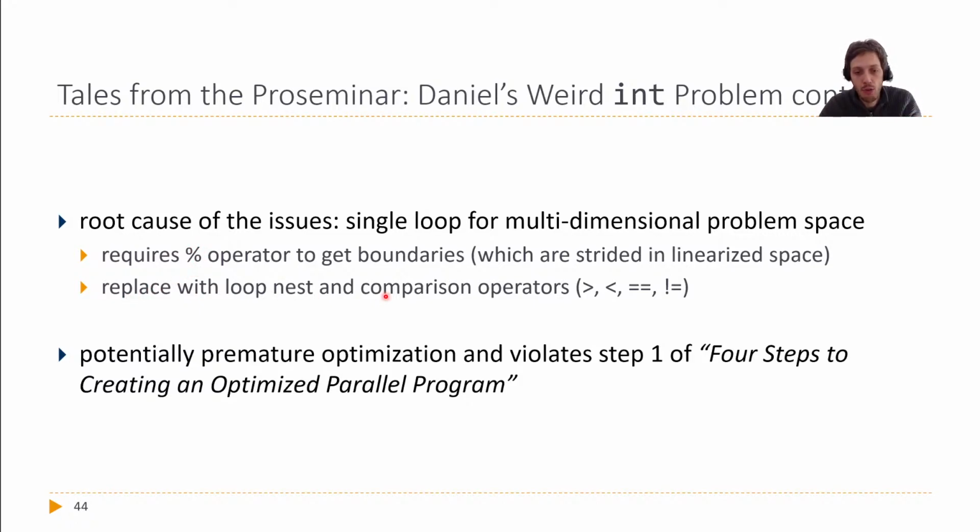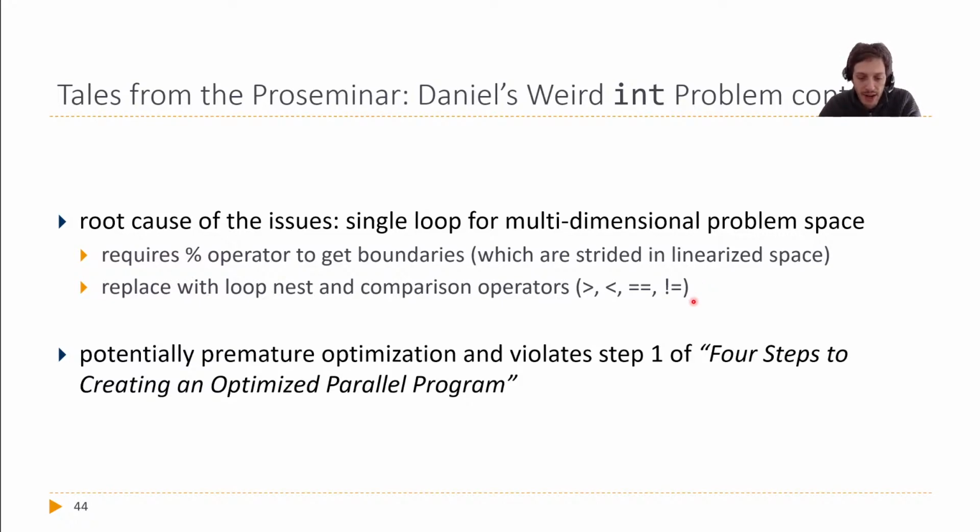You can replace them with a loop nest, for example, and comparison operators like equals, not equals, larger than, or less than. If you do that, you omit these expensive modulo operations, and just by changing from 1D to 2D and using those operators, your code will be faster. But not because of the index structure or something, just because of the way you identify whether you're at the border and need to implement the border condition.